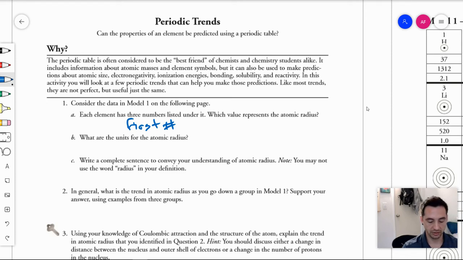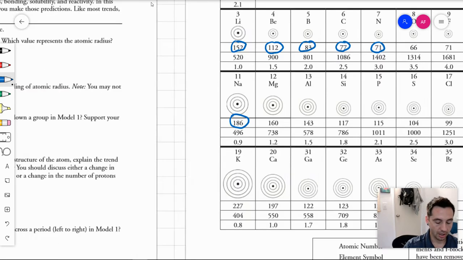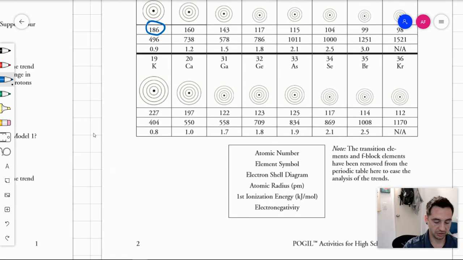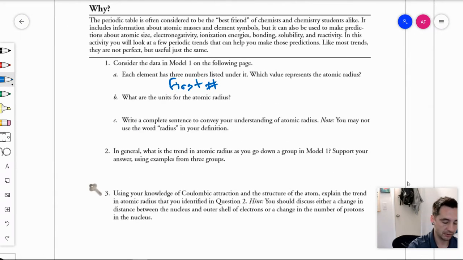So for example, let's look at hydrogen here. Hydrogen, this is the radius here. So I put it in blue. That's the radius there. Okay. What unit? So the next question asks, what unit is it in? It's in picometers, PM, also known as picometers. It's really small.